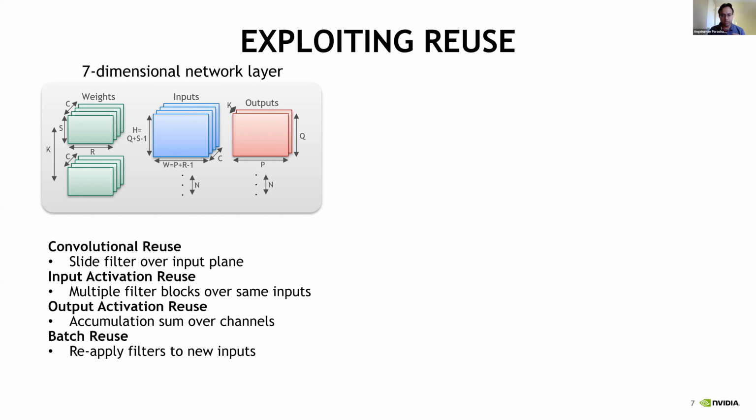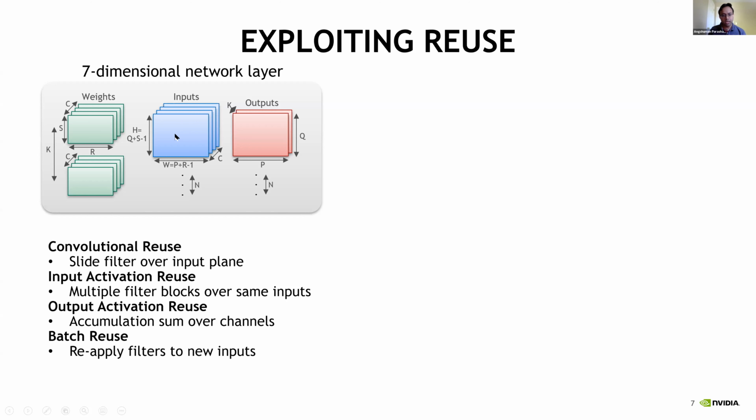The other interesting fact is that reuse actually exists along various dimensions. Here's an example of a seven-dimensional network layer with a bunch of filter weights, an array of input activations, and an array of output activations. Across this entire layer, you're going to see several forms of reuse. You're going to see convolutional reuse as you slide this filter across the plane of inputs, and so you end up reusing the filter. You see a bunch of input activation reuse because multiple filter blocks will be applied to the same set of inputs.